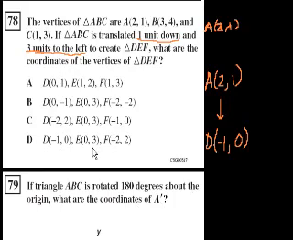Negative 1, 0. Actually, just looking at the choices, we're already done. D is the only choice that had a negative 1, 0. But let's look at the other ones. Maybe somehow they changed the lettering or something. Let's see. Point B was (3, 4).